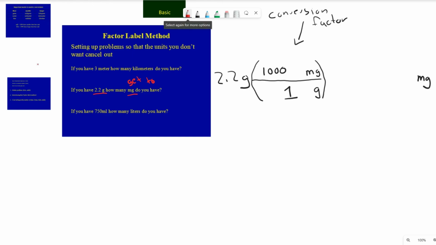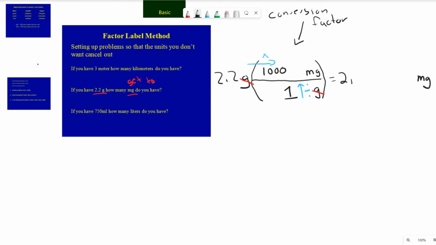So grams and grams are diagonal to each other, so they will cancel out. And then you just need to remember, you multiply across and then you divide up. It's going to do the exact same thing every time. All of these problems are set up the same way. So if we take 2.2 and we multiply by 1,000, we get 2,200. And then if we divide that by 1, 2,200 divided by 1 is still 2,200.